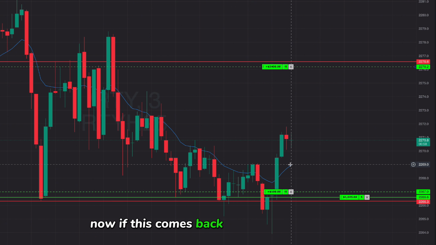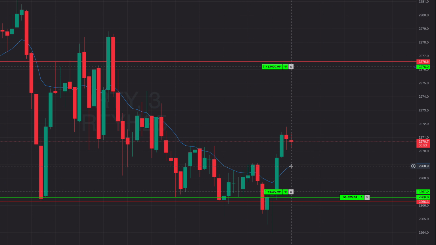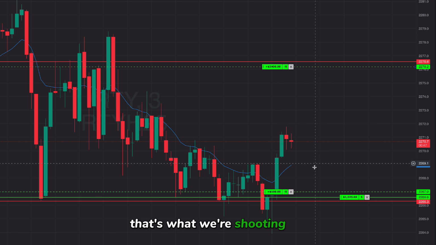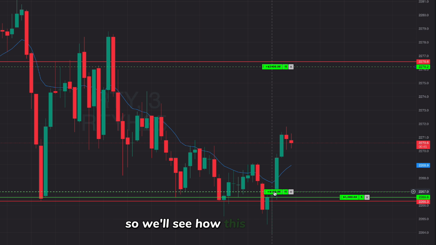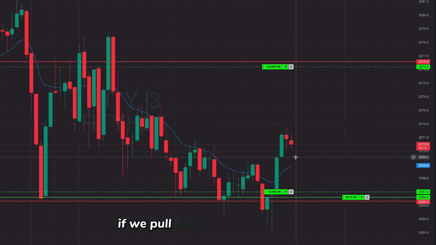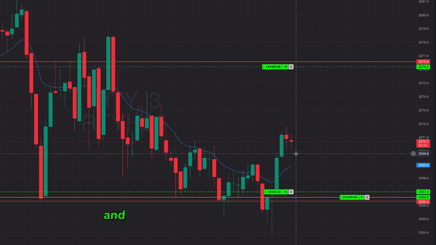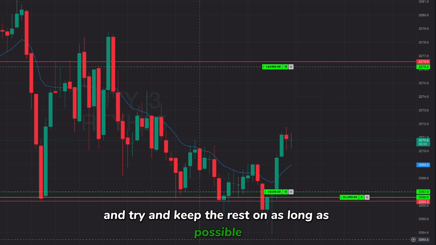Now if this comes back down to the 14 EMA, we may exit the trade, but it's possible that we get back up to 225. That's what we're shooting for, so we'll see how this trade goes. If we pull back down into this area, we'll probably exit maybe half of the position and try and keep the rest on as long as possible.